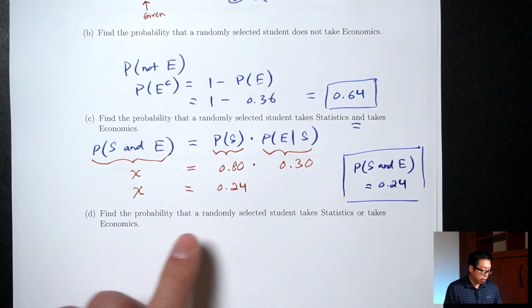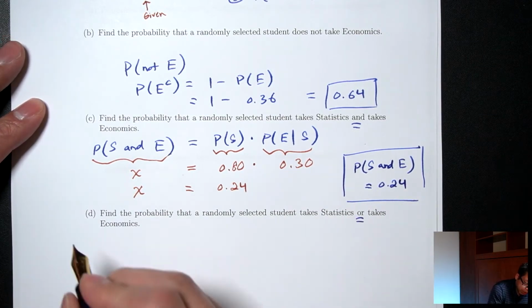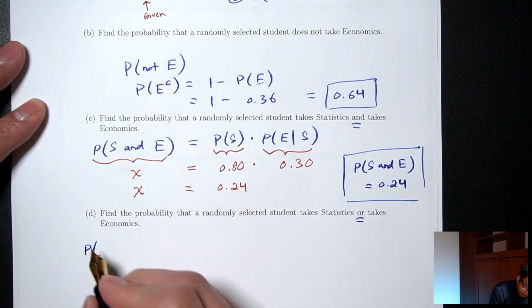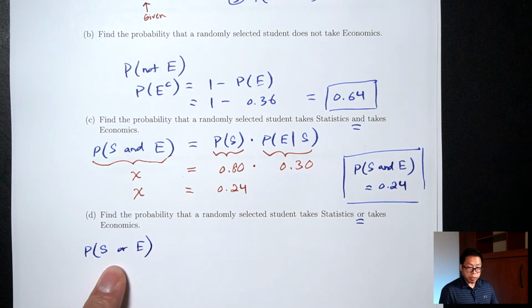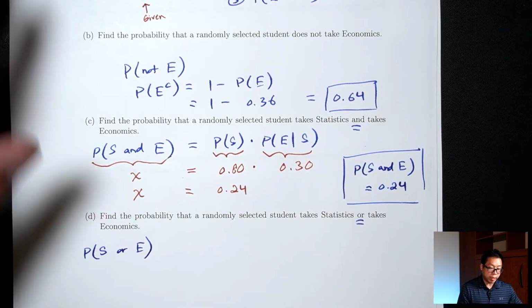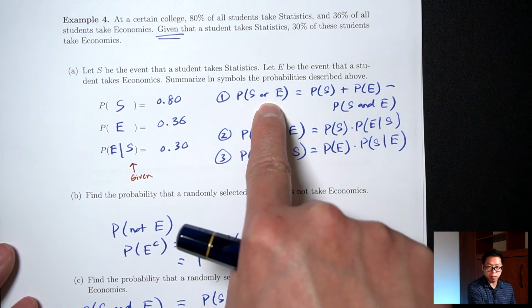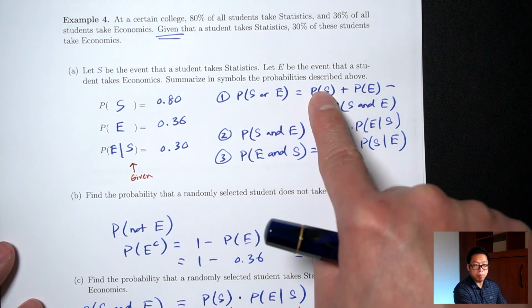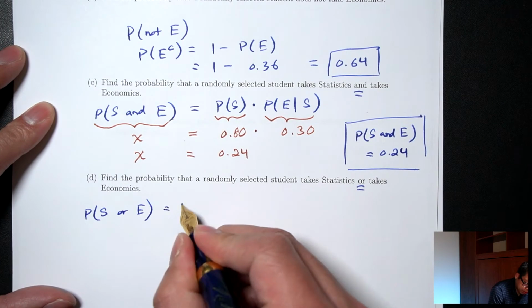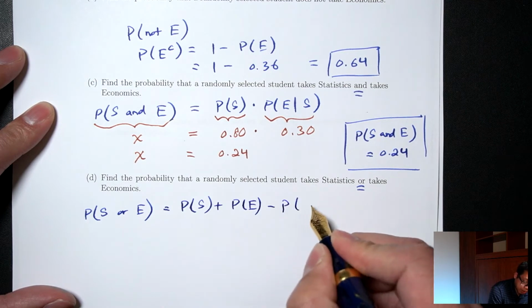Part D, find a probability that a randomly selected person takes statistics or takes economics. Okay, keyword there is or. In symbols, I'm looking for probability of statistics, which is S, or probability of economics, which is E. Okay, which equation am I using? So which one has S or E? There's only one that has S or E, which is the first one right there. So I have to use this first one, so let's recopy this. S or E equals probability of S plus probability of E minus the and, which is S and E.